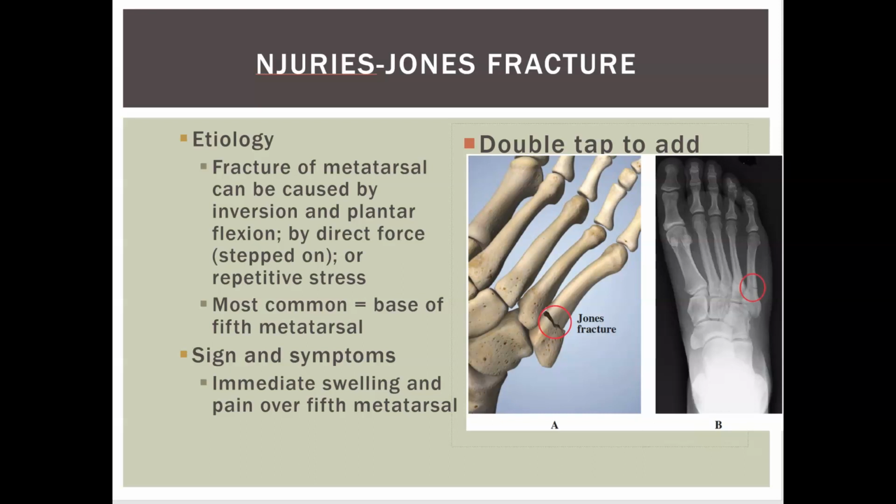The most common one is at the base of the fifth, and you're going to have immediate swelling and pain right on that fifth. This is different than an avulsion fracture. So the Jones fracture is what we're talking about right here. An avulsion fracture would be right here, where it's just pulling off a chip of that. So I don't want you guys to get confused.